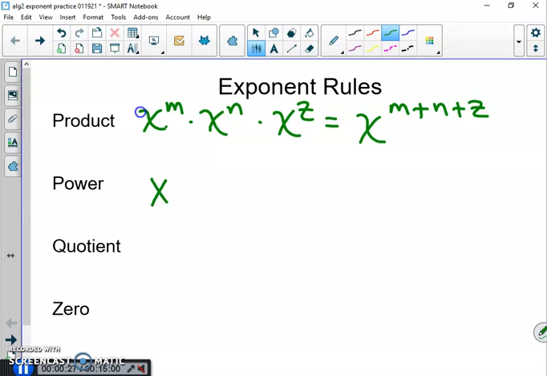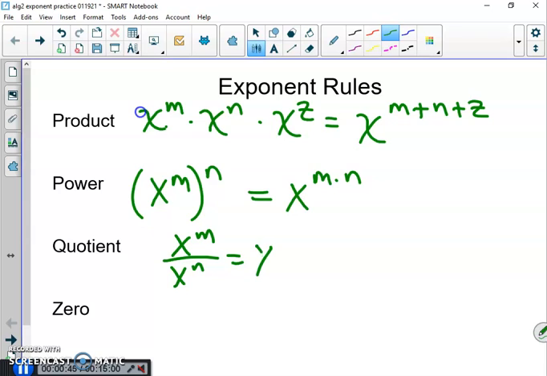It could be y's, it could be numbers. Power rule. The big difference between power rule and the product rule is the power rule always involves parentheses. The product rule does not. Under the power rule, we multiply the exponents. Quotient rule, unlike the product and power, is always a fraction. And to be able to figure out the answer, we subtract the exponent.